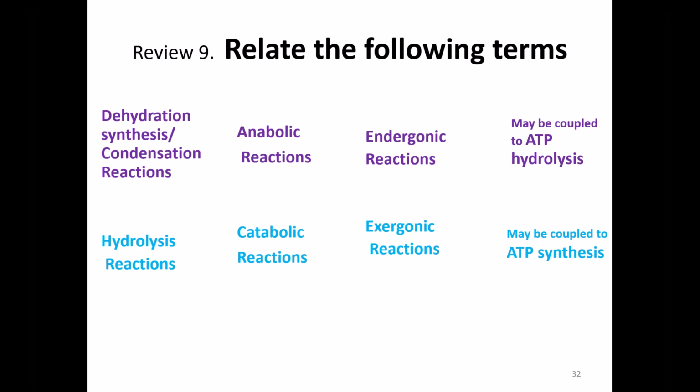In the bottom row, we've got hydrolysis, catabolic, exergonic reactions, and then it says may be coupled to ATP synthesis. So hydrolysis, that's where we take a water out between 2 monomers in a polymer and separate the polymer into the monomers. So we are breaking things apart. In catabolic reactions, that's broadly the reaction where we break things apart. Exergonic reactions are energy releasing reactions, and we release energy by breaking things apart. And that energy that's released may be coupled to ATP synthesis or the production of ATP.